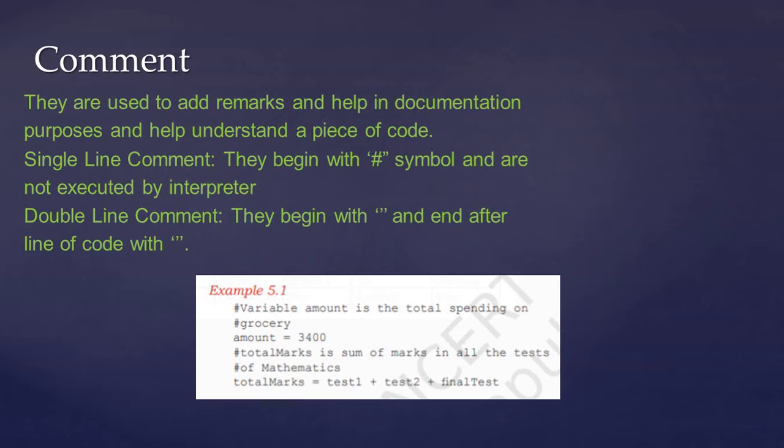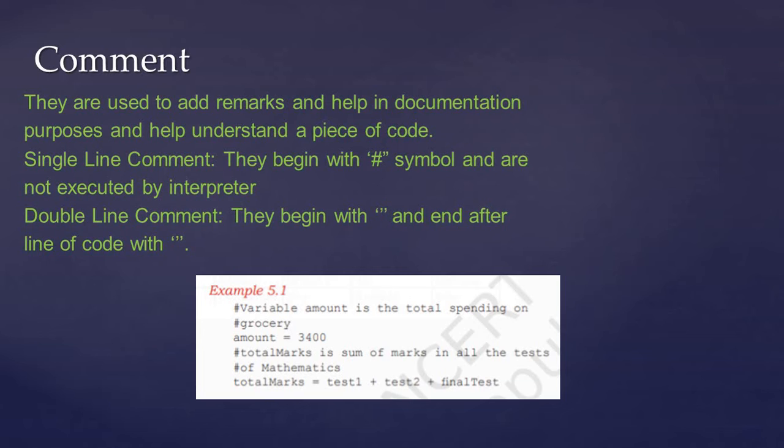Next, we talk about comments. Comments are used to add remarks and also help for documentation purposes to help us understand a piece of code. Now, there are two types of comments: single line comments and double line comments. A single line comment begins with the hashtag symbol and is not executed by the interpreter. So as you can see over here, every line of code starts with a hash. So when we are executing or printing this, it is not displayed, but it helps us understand what the line of code is talking about. So here, it is the total spending on grocery.